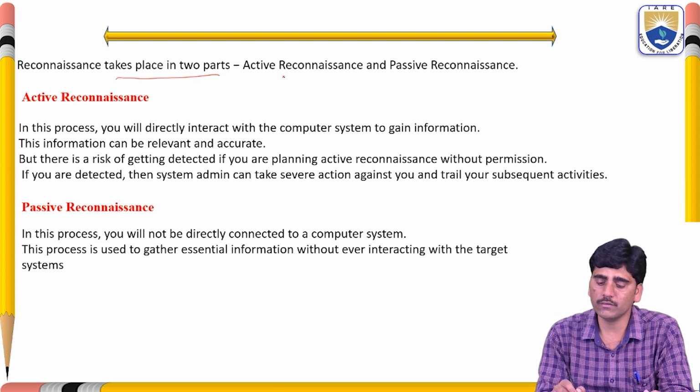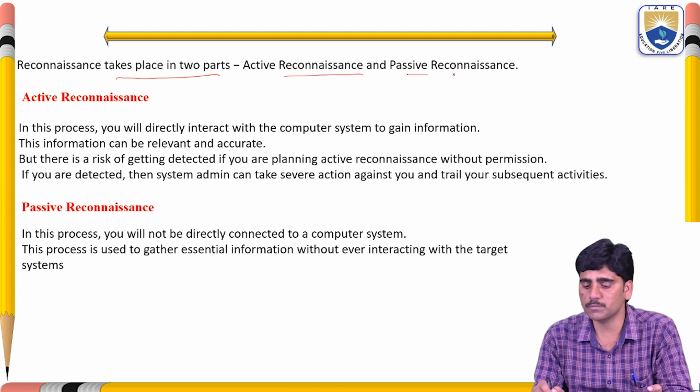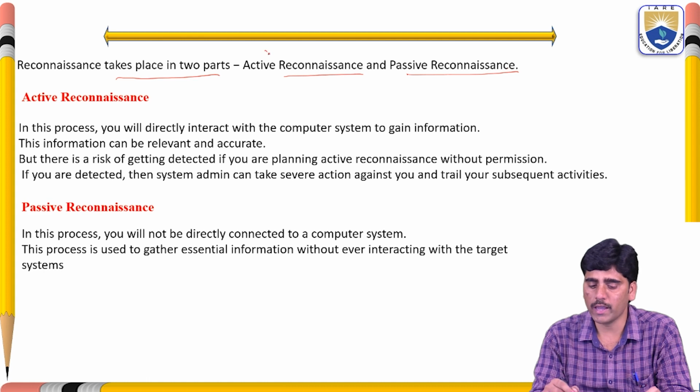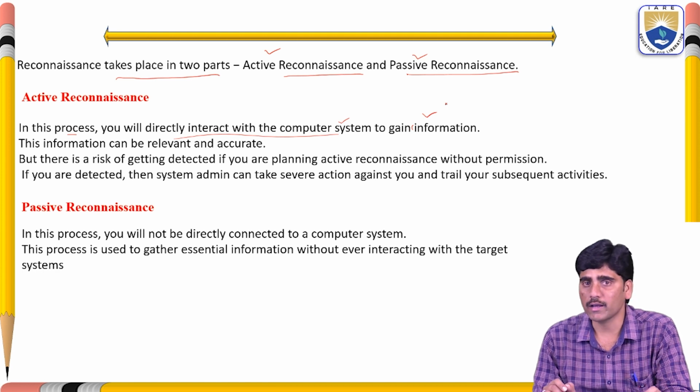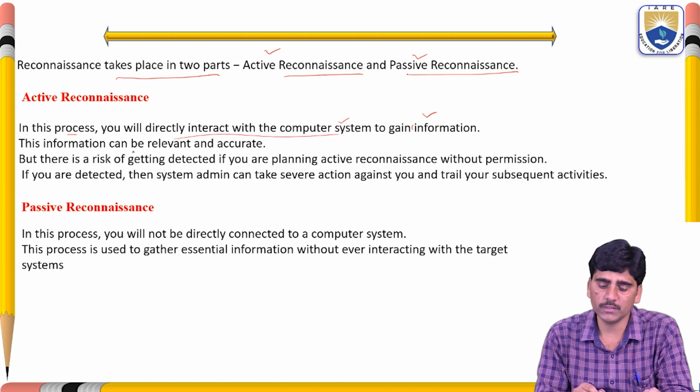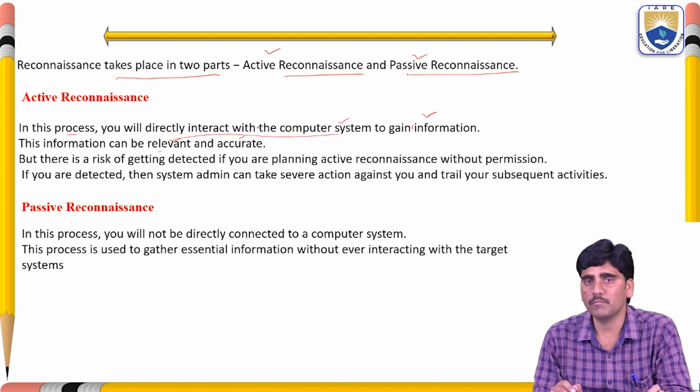One is active reconnaissance and the second one is passive reconnaissance. The name itself, active reconnaissance: in this process, you will directly interact with the computer system to gain the information. The user directly communicates with the system to get information about it. This information can be relevant and accurate, and it displays all the information correctly and clearly.